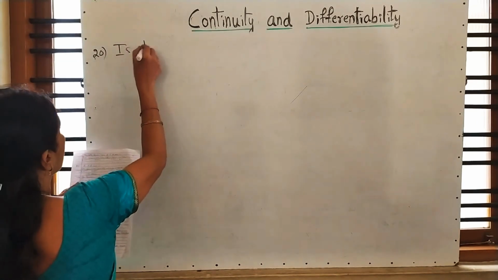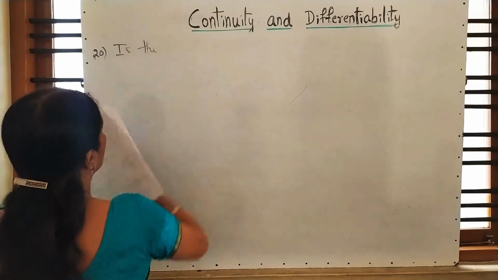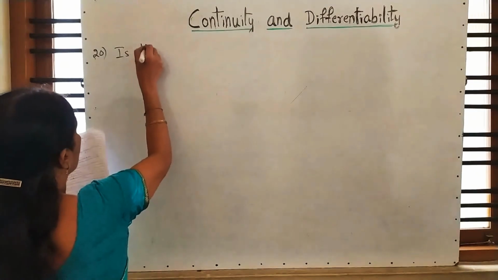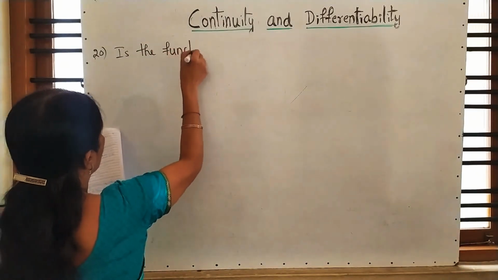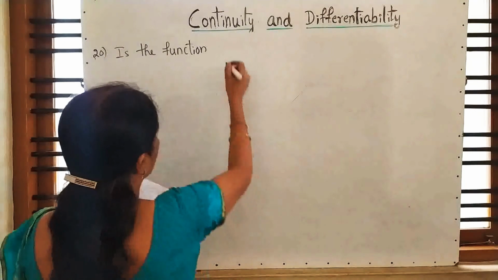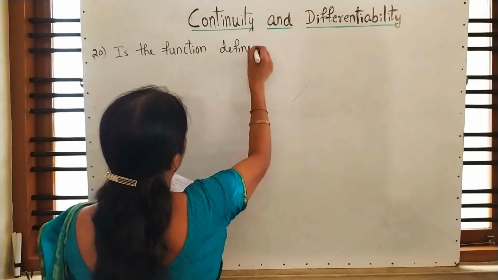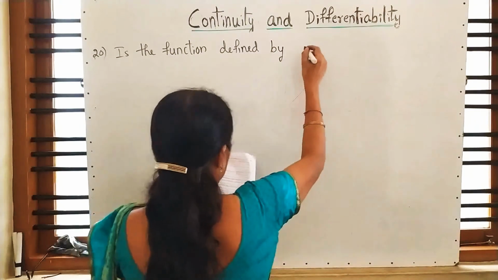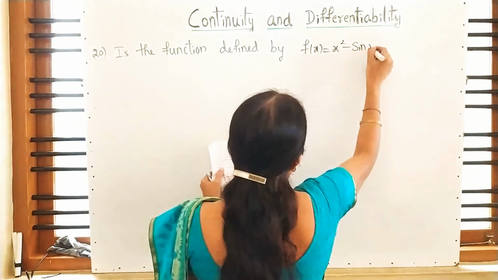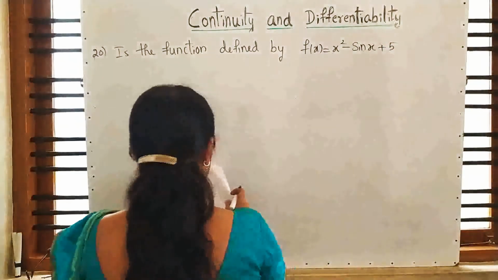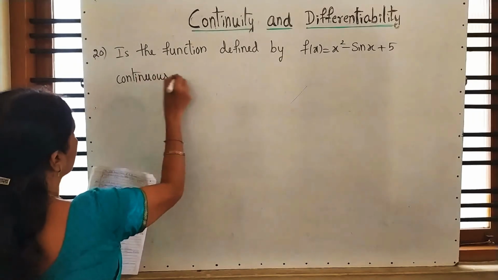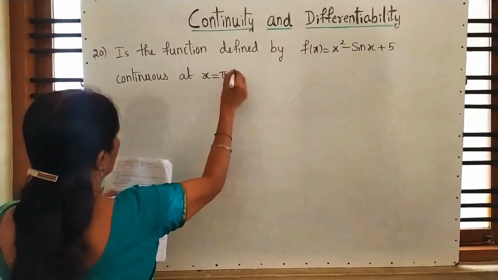Is the function defined by f of x is equal to x square minus sin x plus 5 continuous at x is equal to 5?